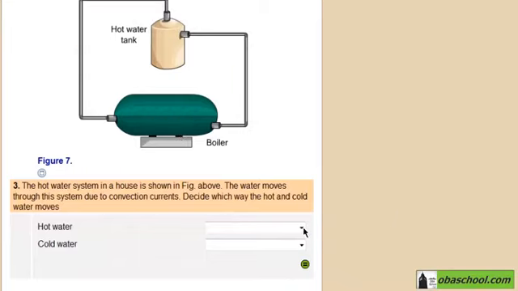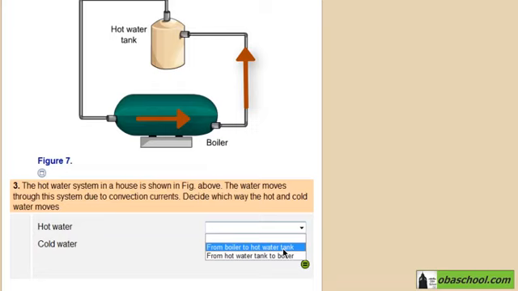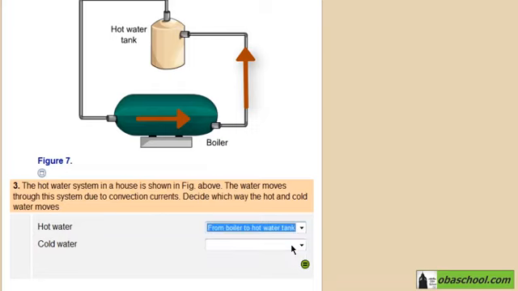So, what's your answer? For the hot water, does it move from the boiler to the hot water tank or from the hot water tank to the boiler? Well, from the boiler to the hot water tank, because this hot water has less density than it floats upwards.